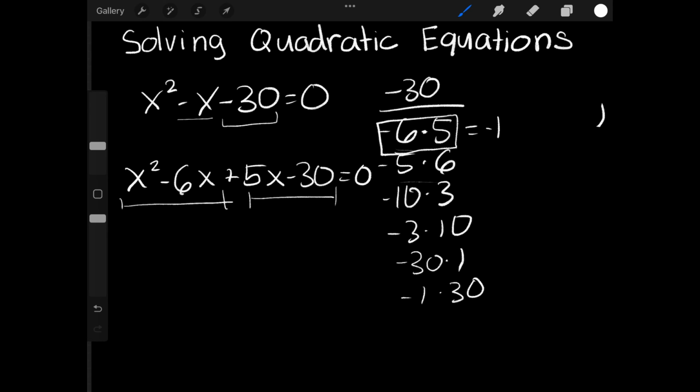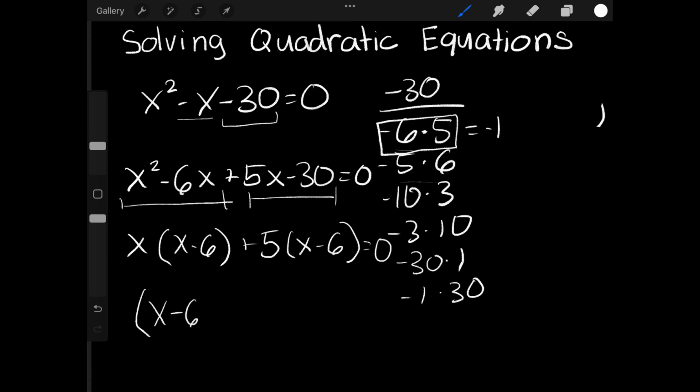So the greatest common factor of x squared minus 6x is x. So that means we're going to do x minus 6 in parentheses plus, and then 5x. Oh wait, sorry. It would just be 5. 5 times x minus 6. And there we have it. So we're going to want to write out x minus 6 in parentheses times x plus 5.